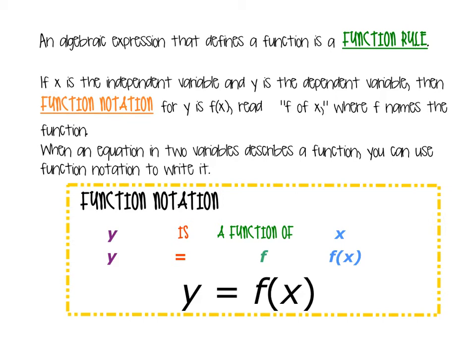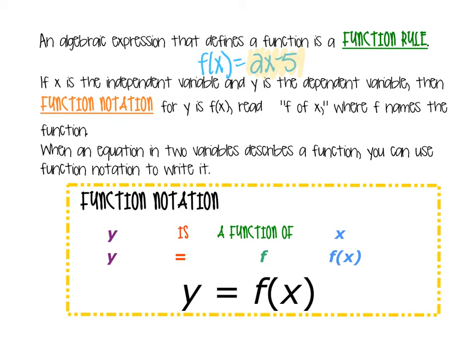So an algebraic expression that defines a function is what we would call a function rule. If I think back to that first example we did, I believe it was f of x equals 2x minus 5. This piece right here, this 2x minus 5, is what we would technically call our function rule, because it's telling me what my function does. It's telling me that my function, which we call f, is going to take every x value that I plug in, times it by 2, and then subtract 5. So that is the rule for this function f.